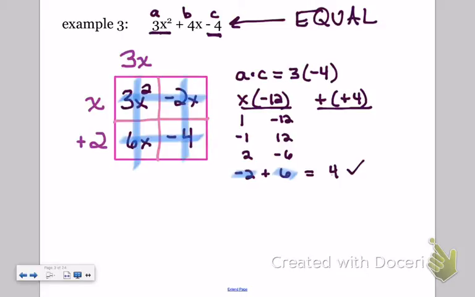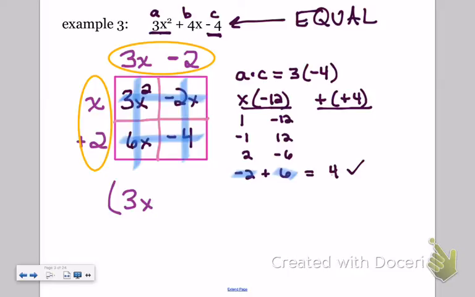And last but not least, negative 2 and negative 4, they are both negative, so I can pull out a negative, and they are both divisible by 2. So I can take my binomial here and my binomial here, and I write them as a product of each other. So 3x minus 2 times x plus 2 will give me the factored version of what I have above. And it's always good to check to make sure that it FOILs back out. So if you want to, you can do that.